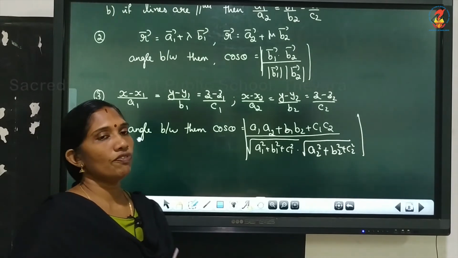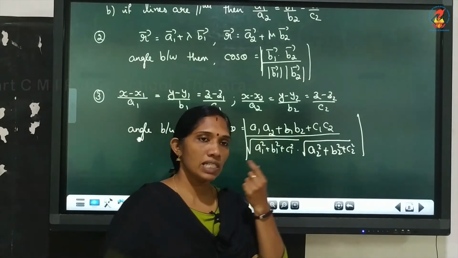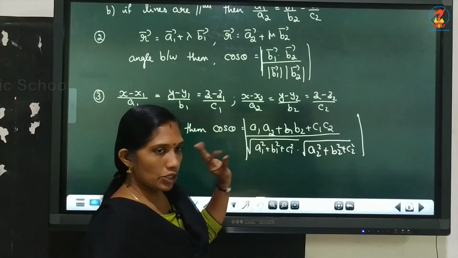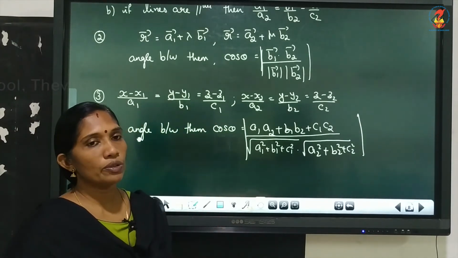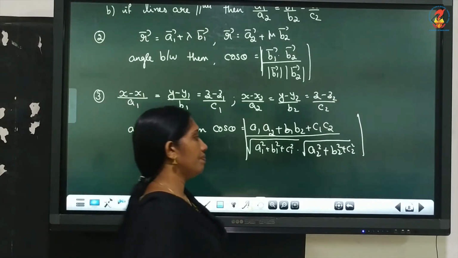Then condition, if two lines are perpendicular, a1 a2 plus b1 b2 plus c1 c2 equal to 0. If two lines are parallel, then a1 by a2 is equal to b1 by b2 equal to c1 by c2. That is, direction ratios are proportional.